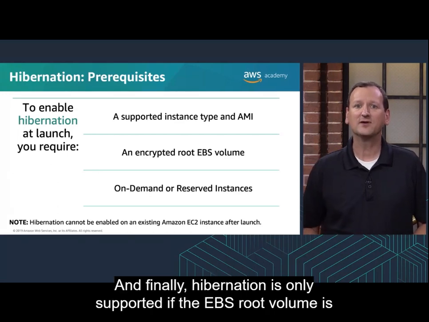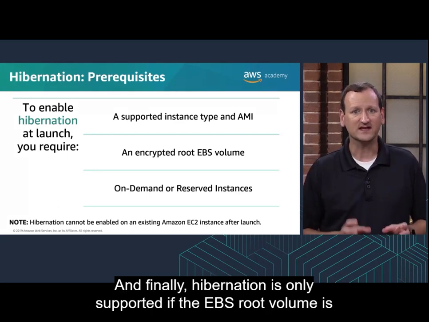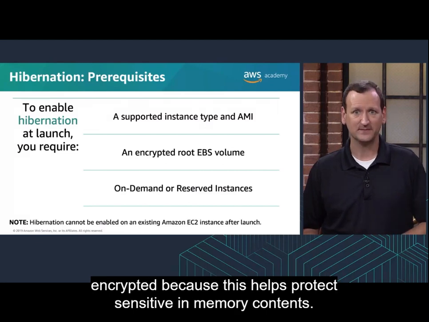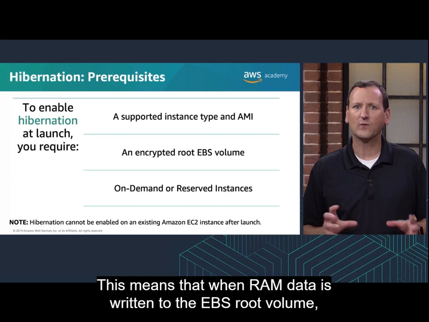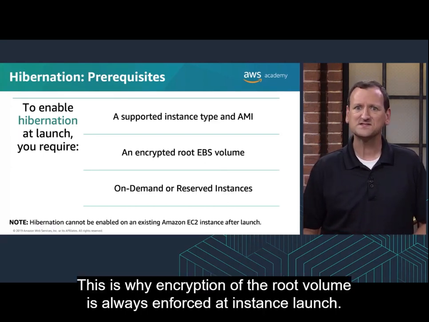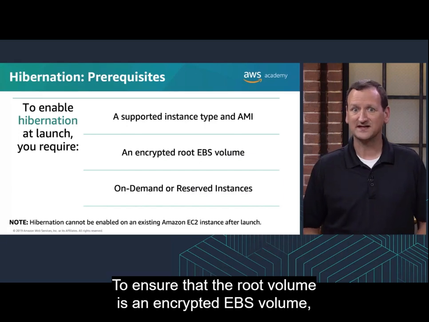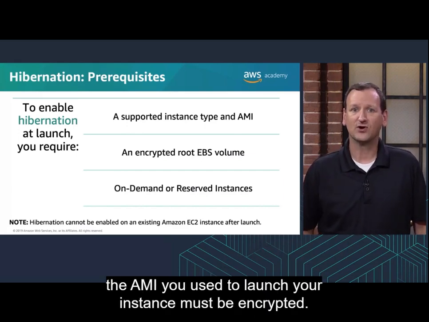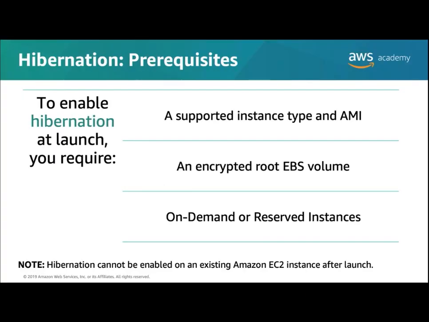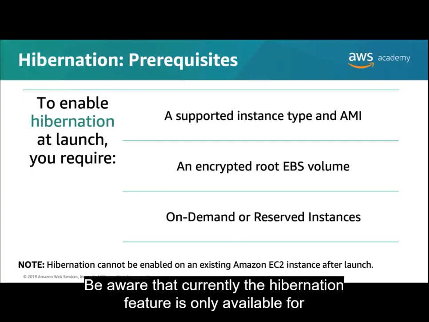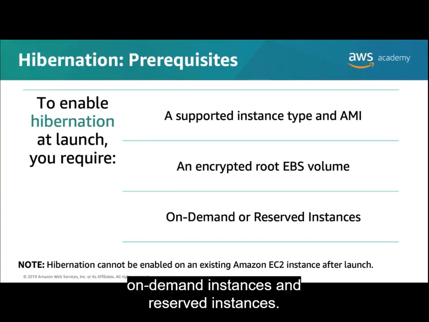And finally, hibernation is only supported if the EBS root volume is encrypted, because this helps protect sensitive in-memory contents. This means that when RAM data is written to the EBS root volume, it is always encrypted. This is why encryption of the root volume is always enforced at instance launch. To ensure that the root volume is an encrypted EBS volume, the AMI you use to launch your instance must be encrypted. Be aware that currently the hibernation feature is only available for on-demand instances and reserved instances.